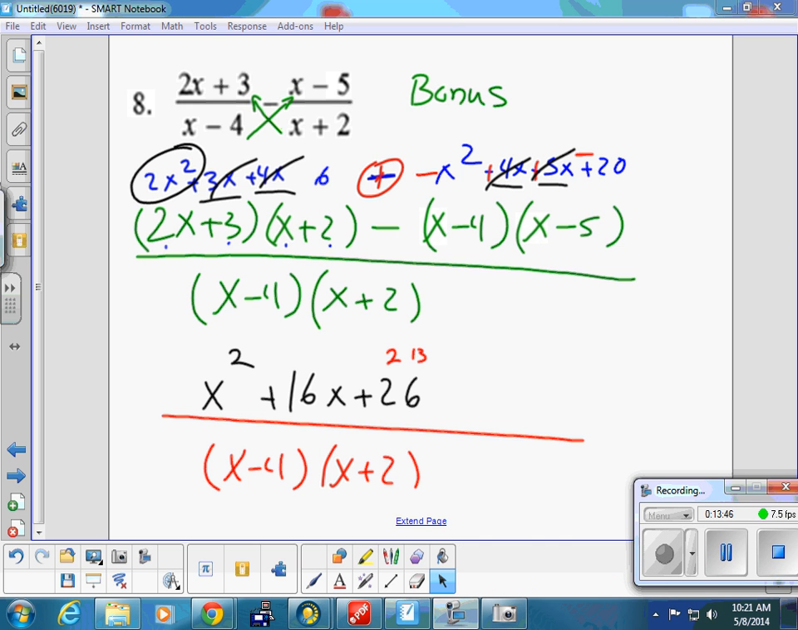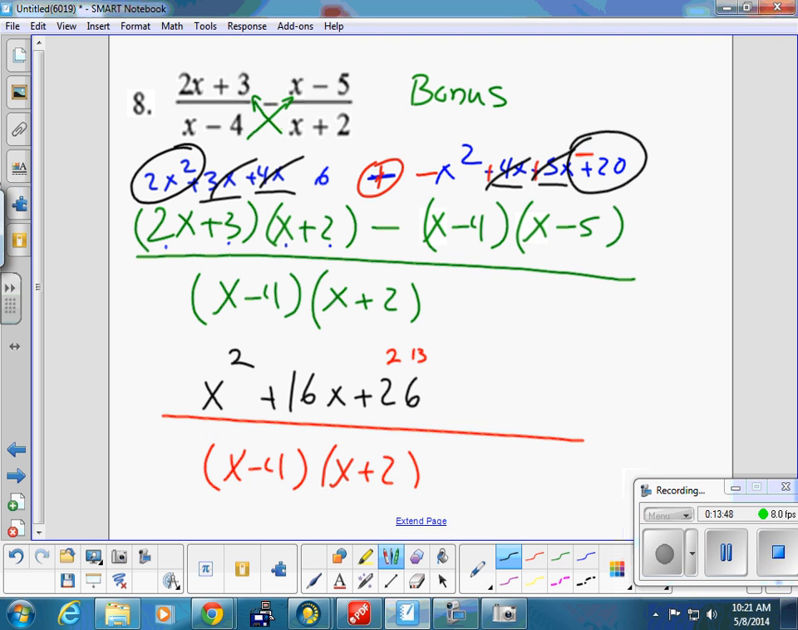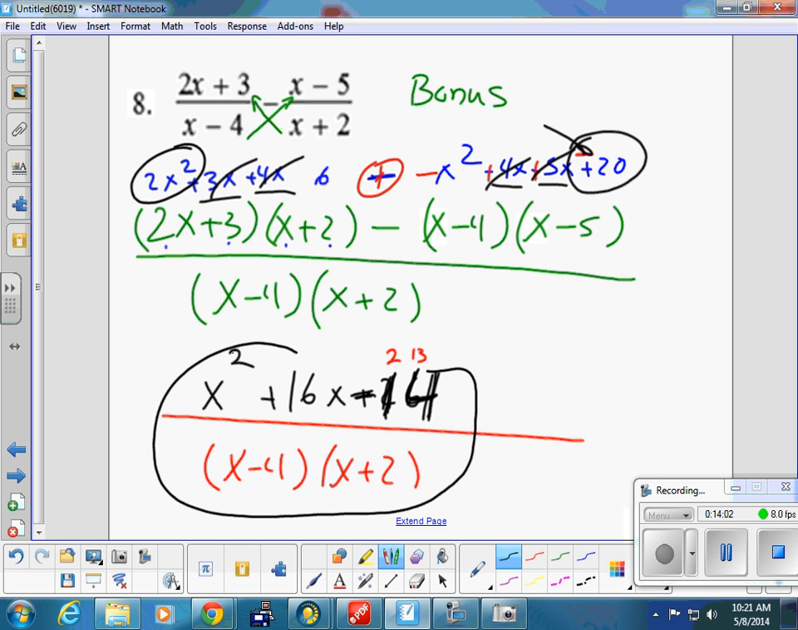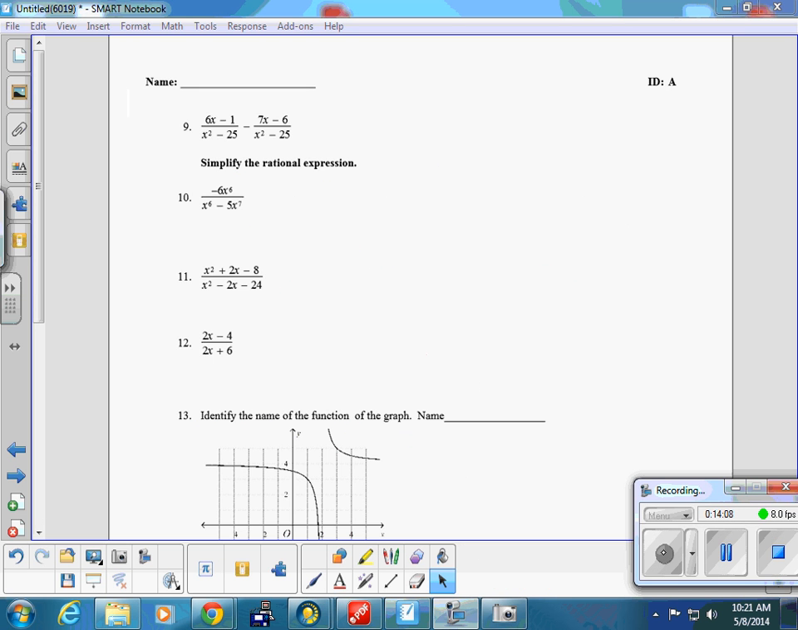Sorry, another mistake here. This should be a minus 20. I didn't see that red minus sign. So this should be a minus 14. Either way, this top is not factorable. So this is your final answer. That's a minus sign right there. Sorry about that. Okay, looking at number 9.